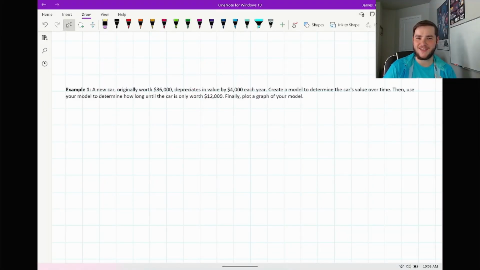Apologies for the small text on these examples, but I was way too lazy to write these out by hand. In the first example, a new car originally worth $36,000 depreciates in value by $4,000 each year. Create a model to determine the car's value over time. Then use your model to determine how long until the car is worth $12,000. Finally, plot a graph of your model.